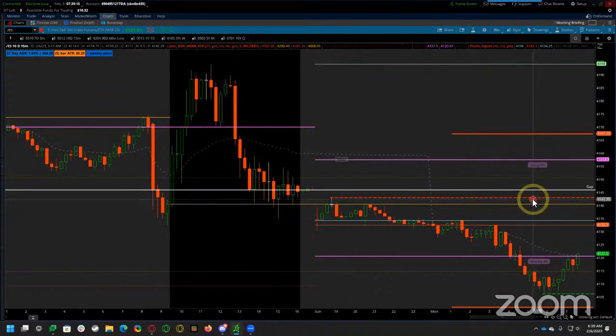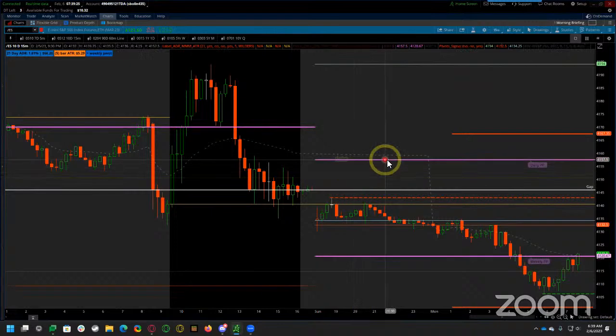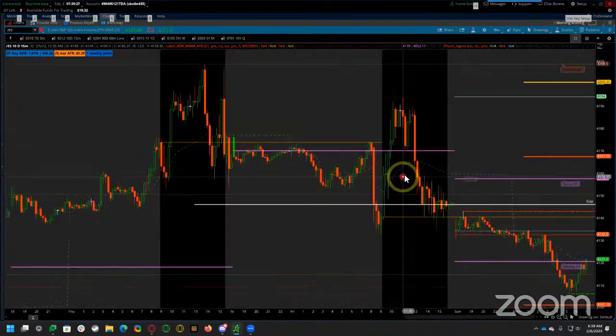For the moment, we have an MDP. It's a missed daily pivot. So not only did we gap down and not fill the gap last night, but we moved farther away from the daily pivot. So for the moment, that's an MDP.